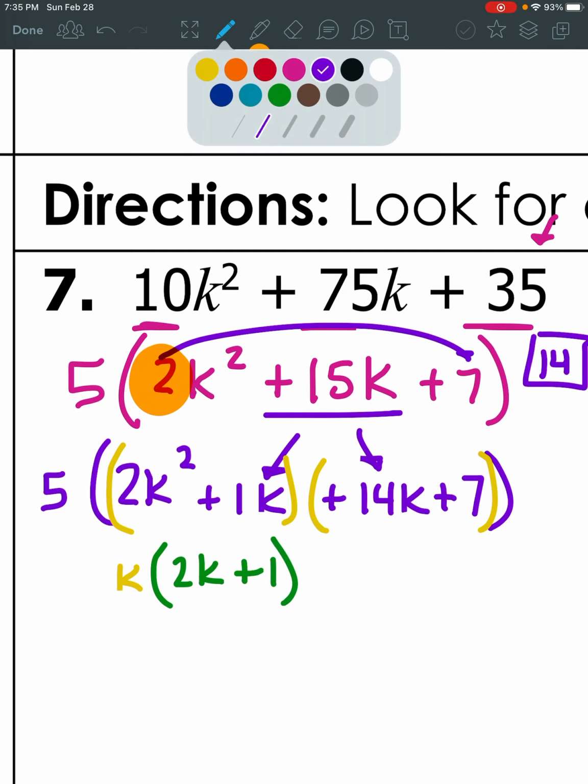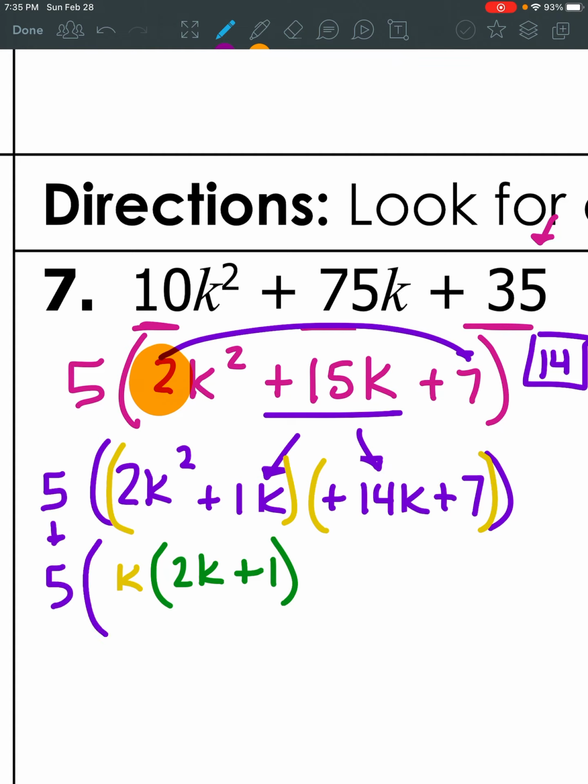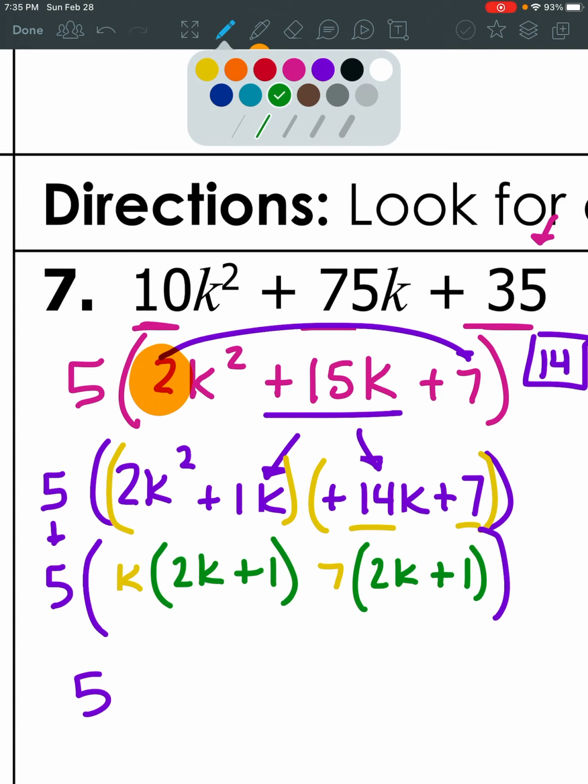Now, I am not going to forget and make that mistake of bringing down my GCF, so I'm also going to bring that down. Then GCF of 14k and 7, so 7 is our GCF. Divide what's left there, we get 2k plus 1, and there are our twins. So when we rewrite this, we have to have our GCF, then we have our GCFs of the trinomial. So we have k and positive 7, so k plus 7. And then we have our twin binomials, so that's our last binomial.